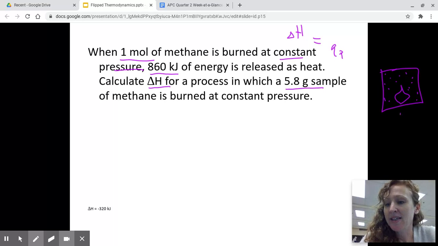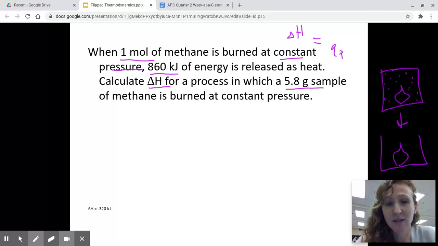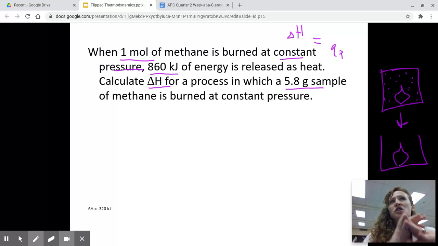So by taking this and burning methane under constant pressure, right? When we burn methane, we're going to release gases, but those gases aren't going to change the pressure of the universe. So we can assume that the pressure released, the gas molecules released, have a negligible effect on the atmospheric pressure or the pressure of the universe. And we can call this enthalpy.